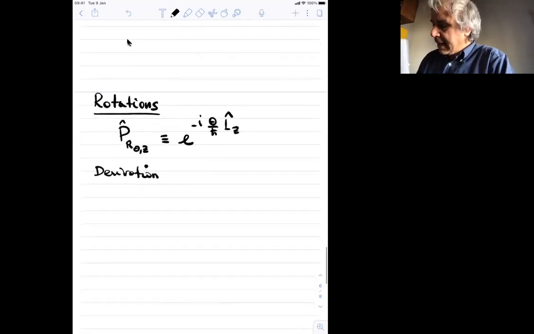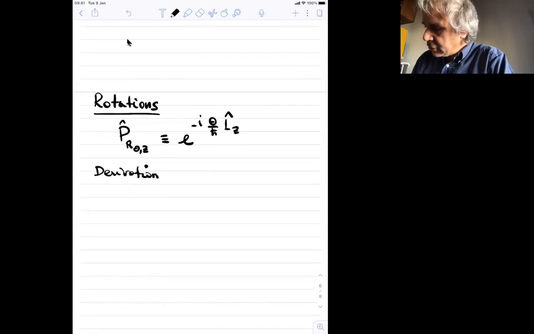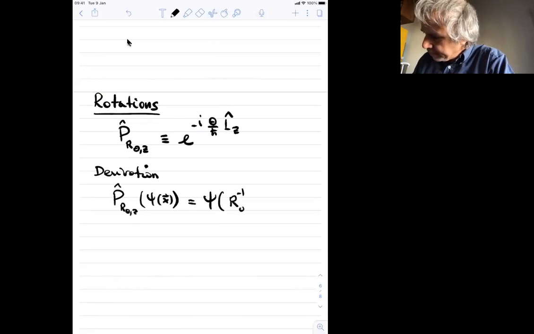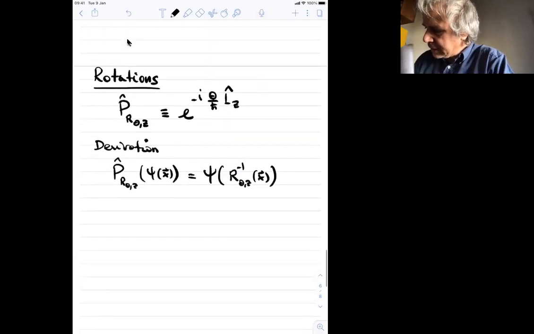First of all, the definition. The definition is that P of this rotation applied to a function psi of x is equal to the function calculated at the rotated back point. Okay, this is the point which has been rotated back in the opposite direction with the inverse transformation. Now I consider R_theta_z to the minus 1 of x.